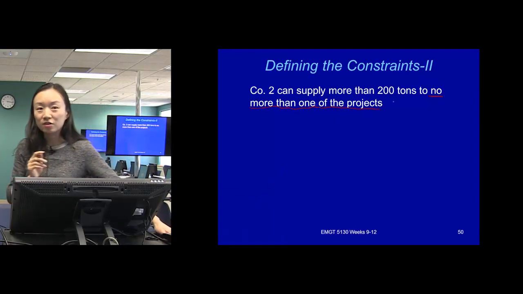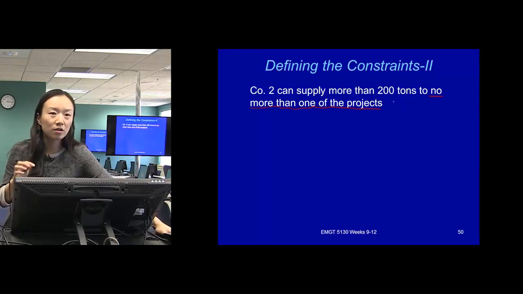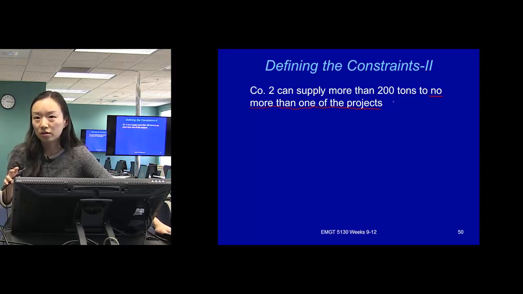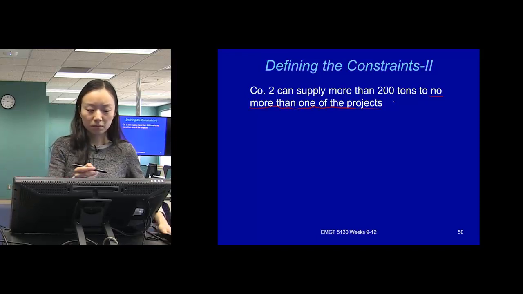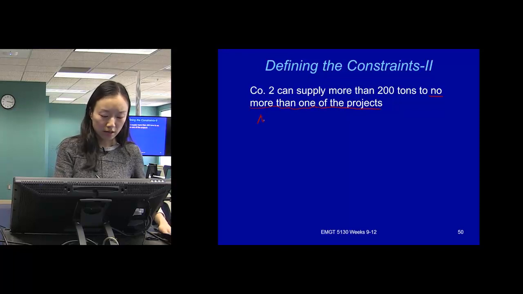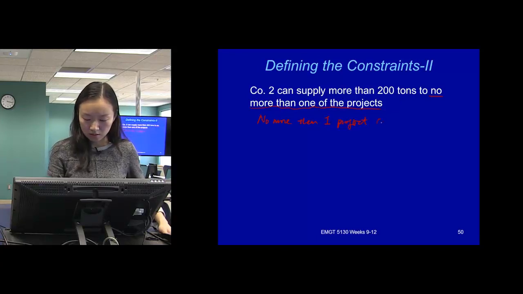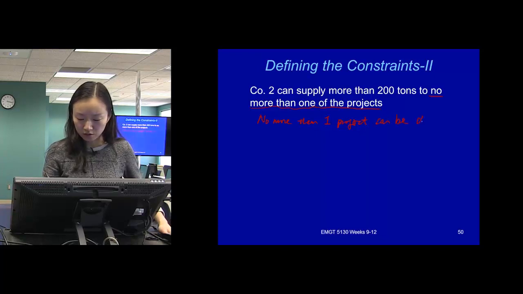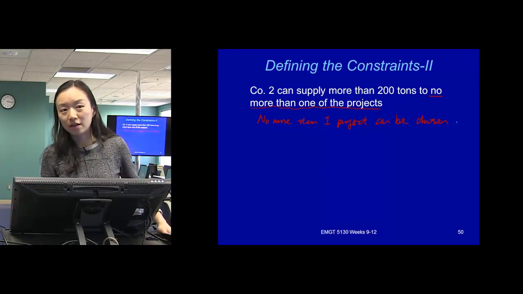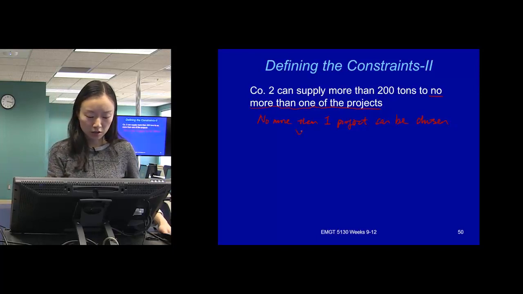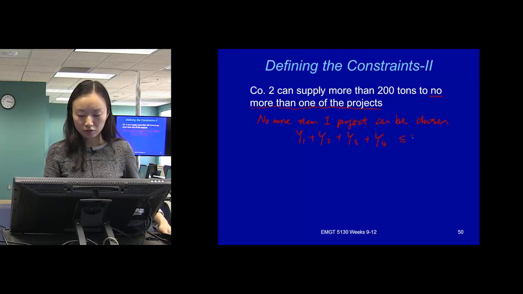Remember at the very beginning of this chapter, we talked about, say, among the 4 projects, no more than one can be chosen. What's the constraint? Say no more than one project can be chosen, and we use y to represent if we choose one or not. We have 4 projects here, so the sum of the y's is less than or equal to 1, right?